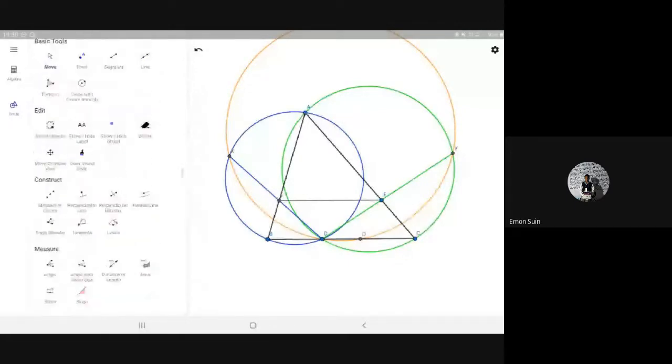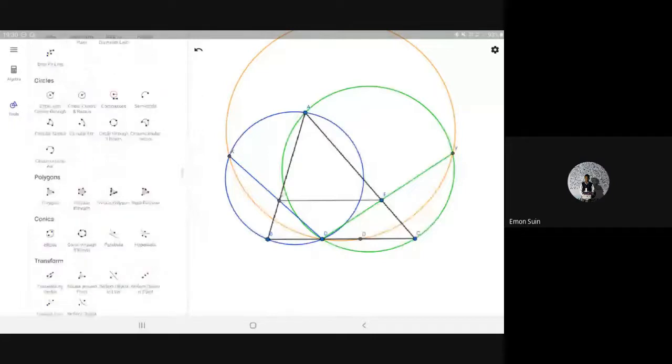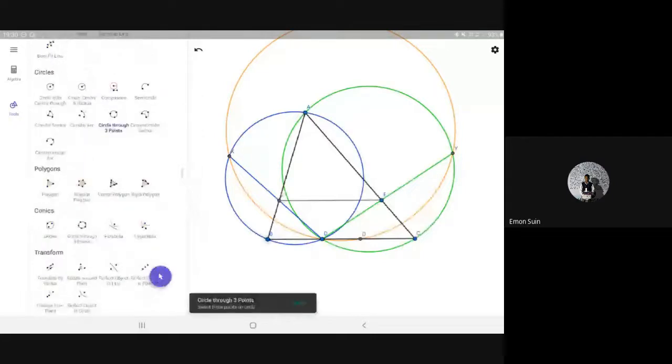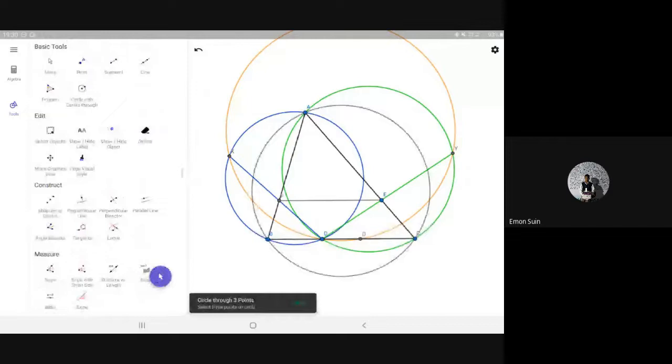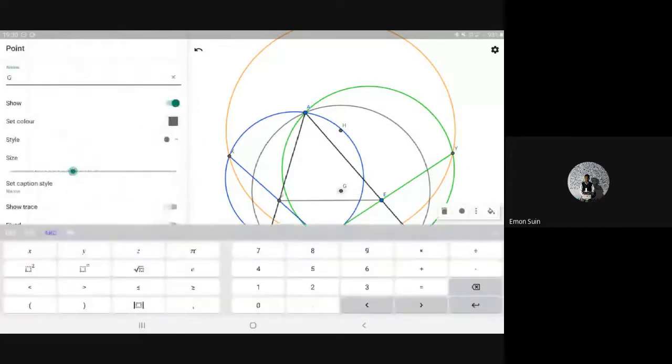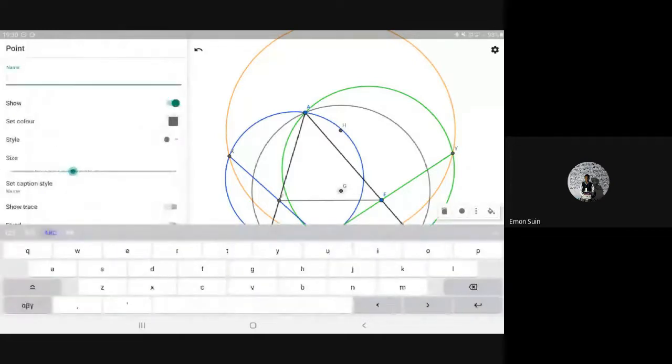Okay, then we use power of a point, and we get Fy times Fd equals Fa times Fb, and Ex times Ed equals Ea times Ec. And we also have that.